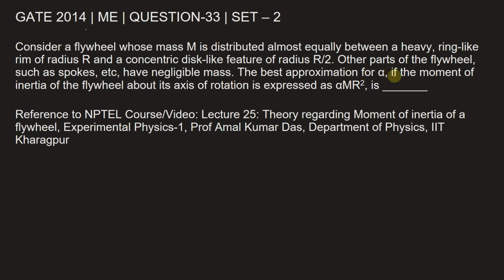Other parts of the flywheel, such as spokes, etc., have negligible mass. The best approximation for alpha, if the moment of inertia of the flywheel about its axis of rotation is expressed as alpha MR square, is dash. So the flywheel looks something like this. This is the outer ring of radius R and this is the inner disc having radius R by 2. And mass is equally distributed between the two.